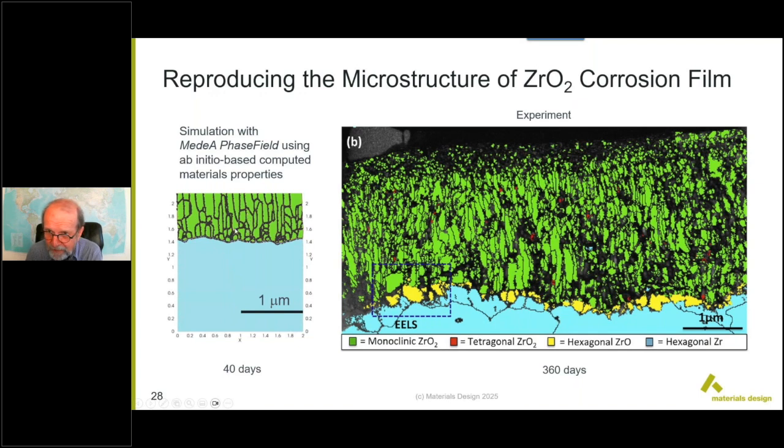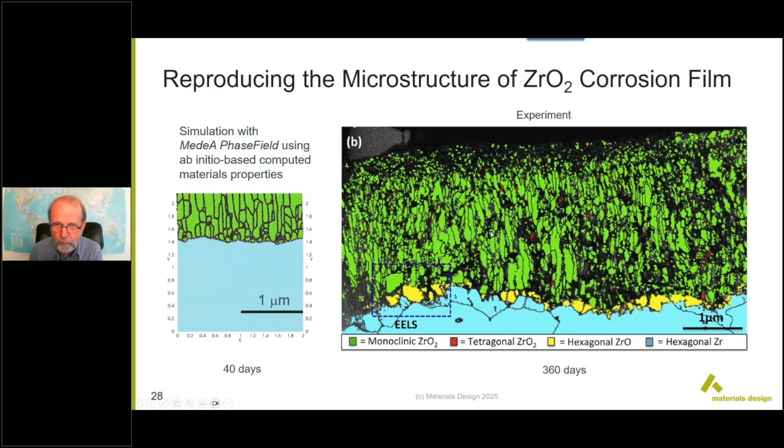And if you put in the correct thermodynamics, the correct mechanics, the correct stress-strain behavior, and interface energies and so forth, lo and behold, you're getting from the simulation quantitatively the same aspect ratio, the same pattern of columnar growth that you find in experiment.